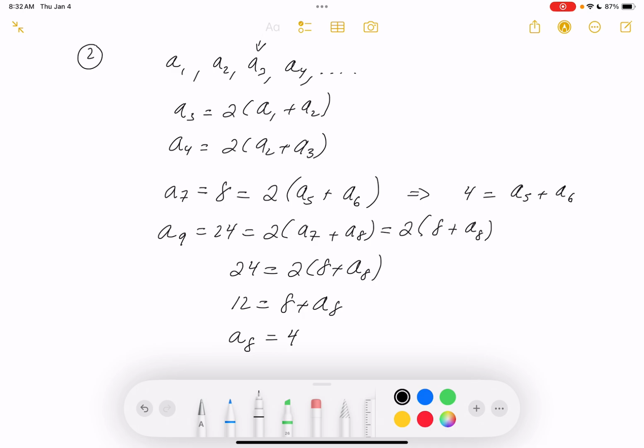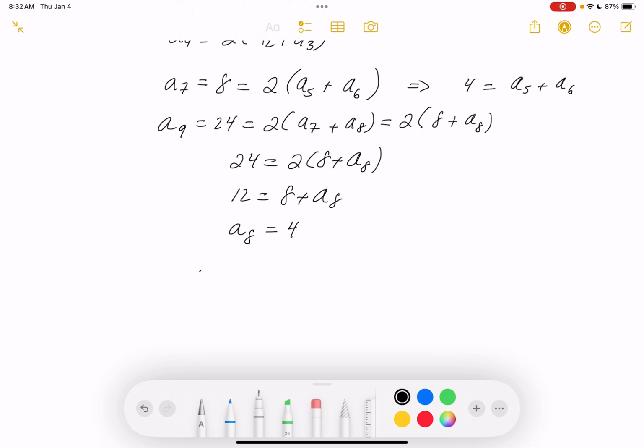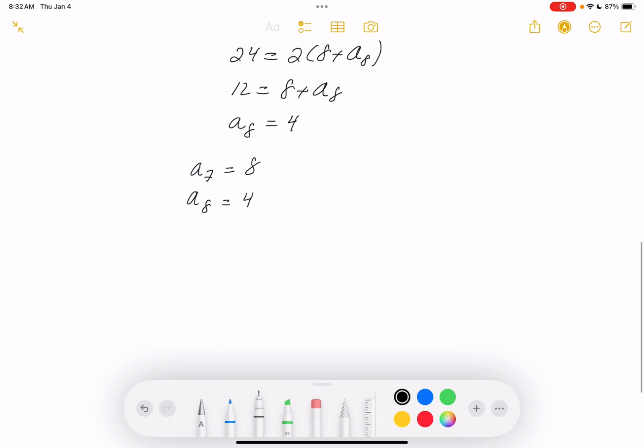Now let's keep going. I'm going to keep reading it. What is the 11th term now? Let's write this down. A7 is 8. A8 is 4. Well, I can just march along now. A9: I look at the prior 2 terms, add them together, and multiply by 2. That's going to be 24.